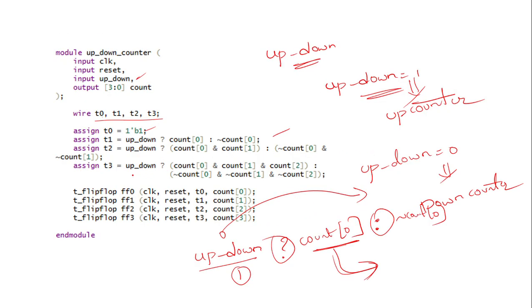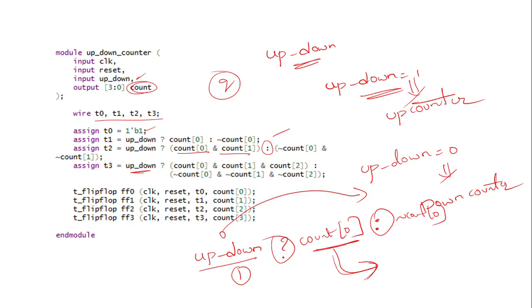So if it is equal to true, what is up down is equal to true, then what will happen? Your count of 0 and operated with count of 1, and count of 0 and operated with count of 1. Else, not of count of 0 and not of count of 1. Simply, here I use count. In the up counter and down counter I use q. So that is the difference only.